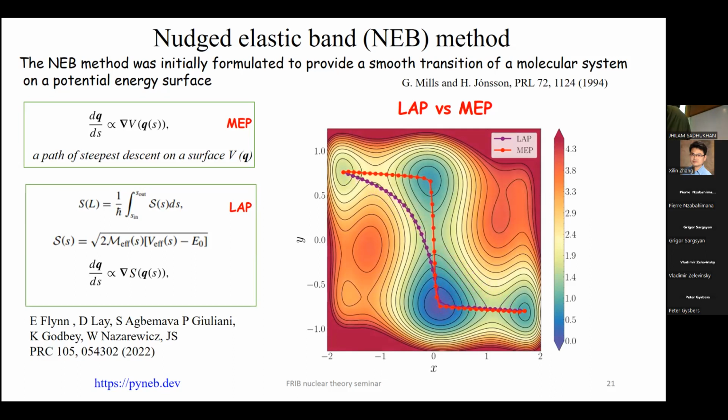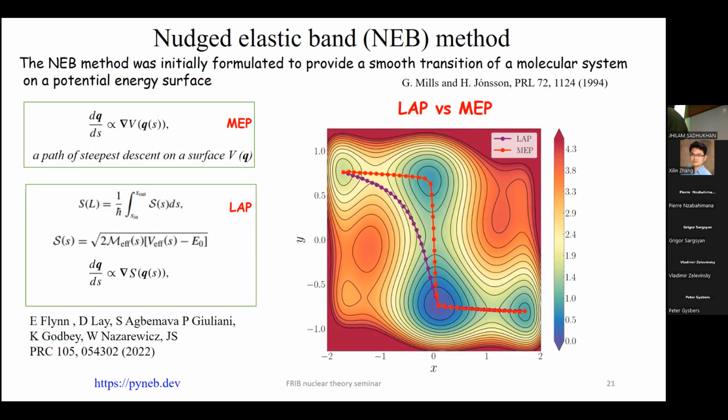We can see that this red line is the minimum energy path, and the least action path does not necessarily go through the minimum energy path. I mean, it also minimizes the path length. So this line is the least action path, and this red line is the minimum energy path.